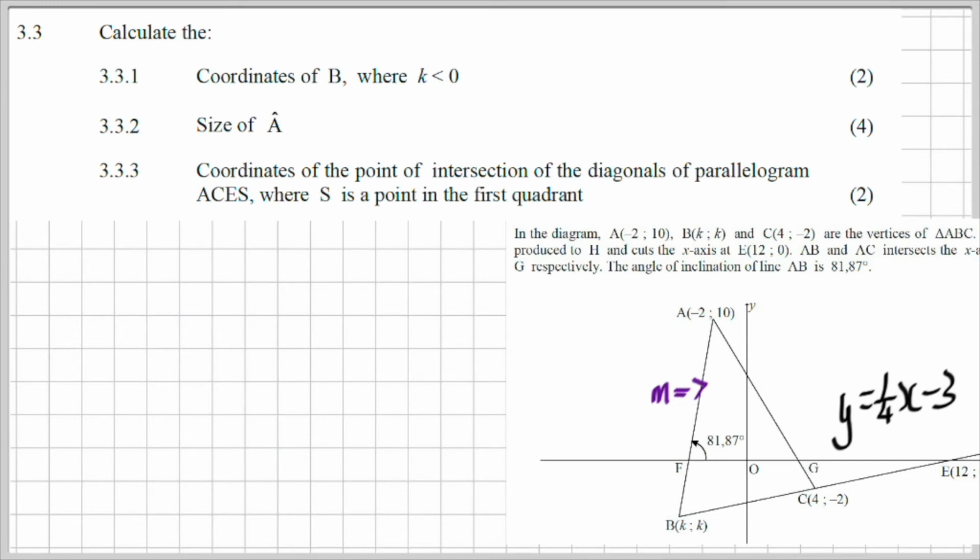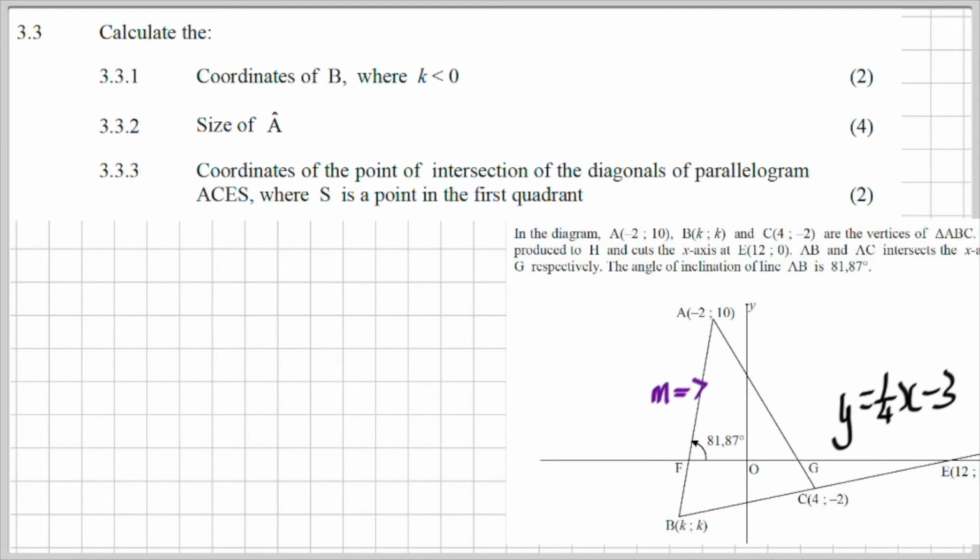Okay? Question 3.3. This one was not on the second slide, so you can quickly hit the pause button, try and do it yourself, and then hit the play button again, and then you can continue further. So question 3.3, it says, first of all, get the coordinates of B, where K is, of course, smaller than 0. Now, what I love to do is, let's look at what we got earlier.